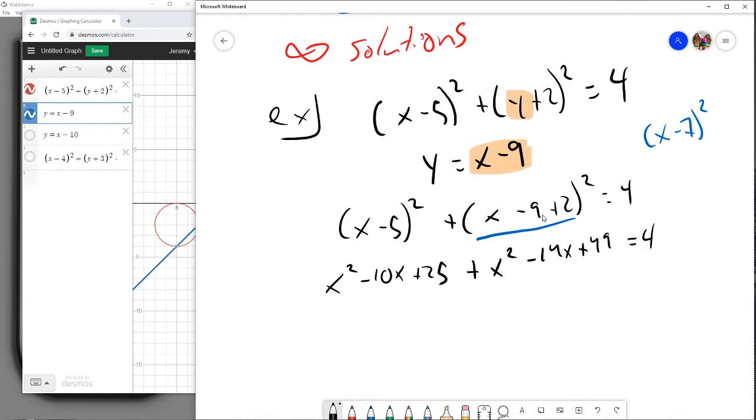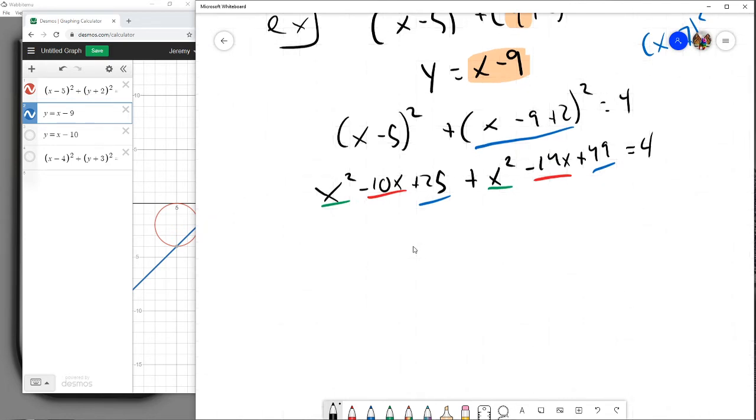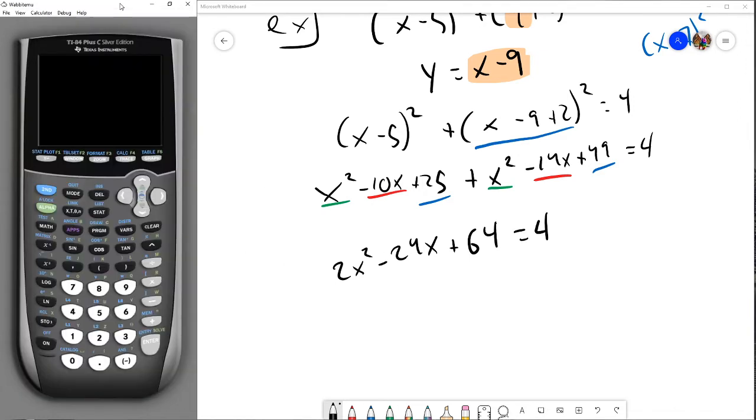And let's go ahead and simplify this a little bit. I got x squared terms here, so I'm going to combine those. My x terms I'm going to combine. And my numbers, the terms without any x, I'm going to combine as the constant. So we get 2x squared minus 24x plus 64 is equal to 4. And I'm going to double check my math.